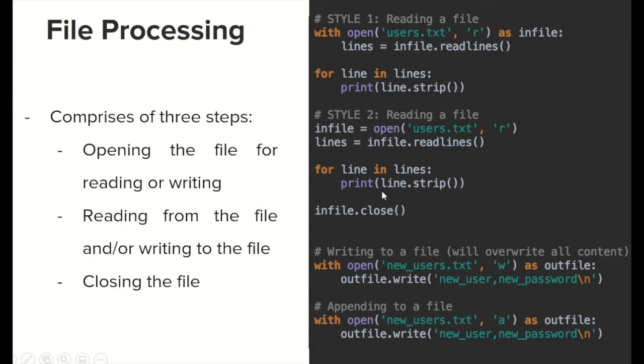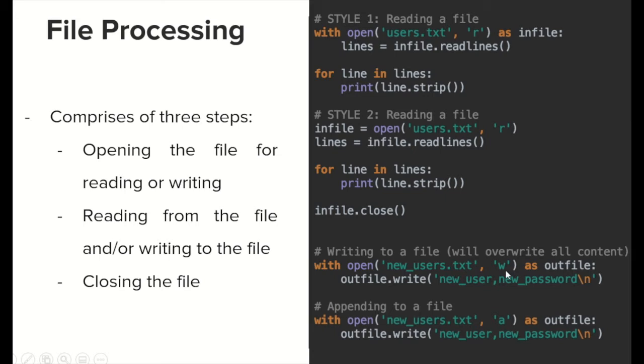The other style is to explicitly close the file. So instead of using with, we just use open. We open our file, we read in the data, we can loop through it and use it in our programs, but then we have to explicitly close it as well. Sometimes you need to do multiple reads and writes, in which case you'd have to use the second style. The flag, the second parameter in open, tells you what you're doing with your file.